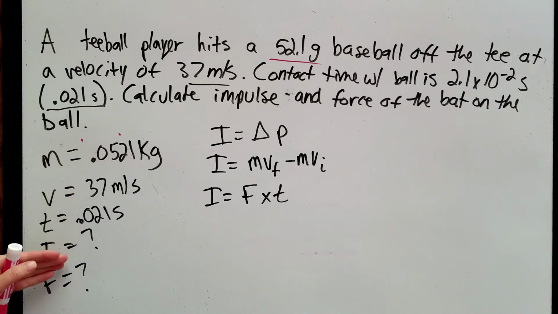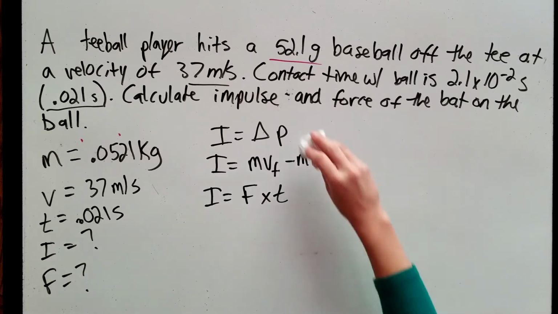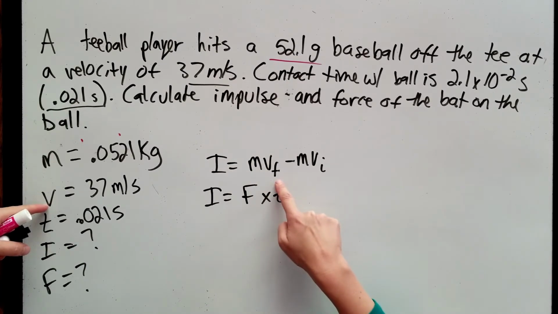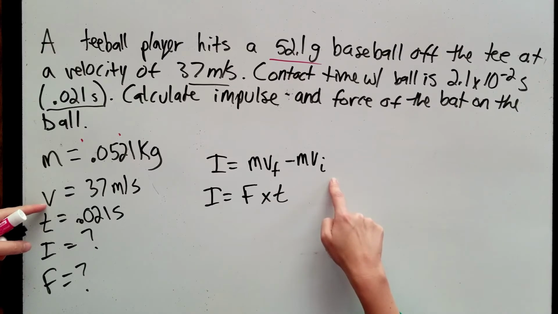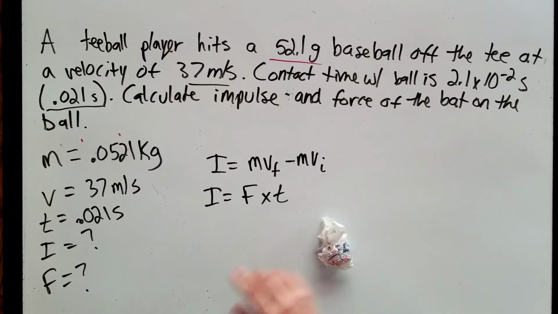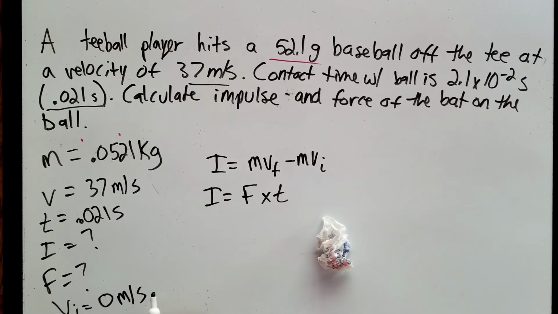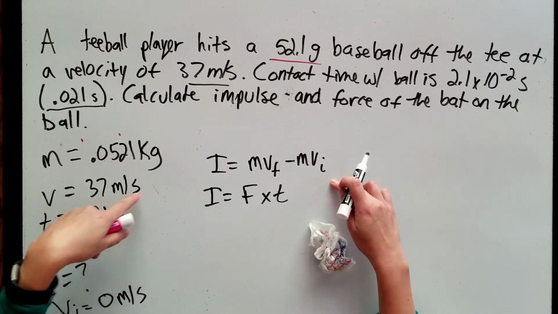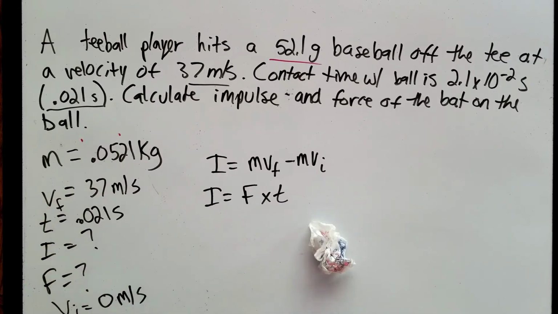So looking at my knowns, which equation is going to be useful to me here to calculate impulse? It's not going to be that one. Do I have mass? I do. Do I have a final and an initial velocity? Well, not at first glance, but let's think about this. A T-ball player hits a ball off the tee. So that ball is initially just sitting on the tee, initially at rest. So what is the initial velocity of that ball? The initial velocity is going to be 0 because it's just sitting on the tee. So I do have the initial velocity. My V sub I is going to be 0 because the ball is at rest. So this 37 meters per second is going to be my final, after the player hits the ball.